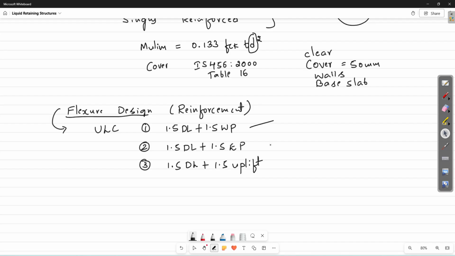So to get the worst effect, we will be considering separate combinations. Anyway, these two come under soil pressure only. To get the worst effects, we will consider them as individual load combinations.